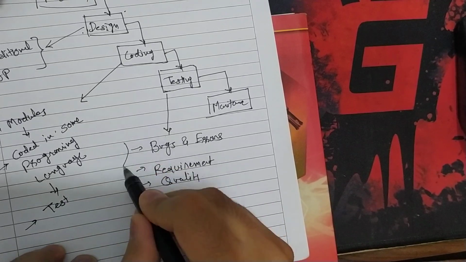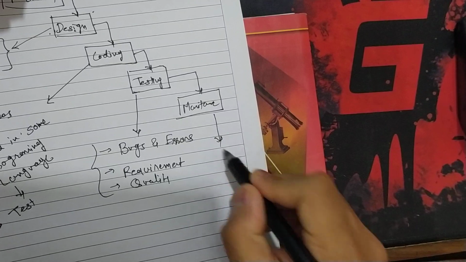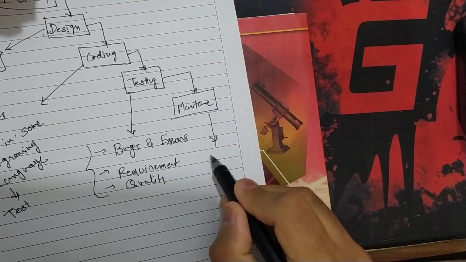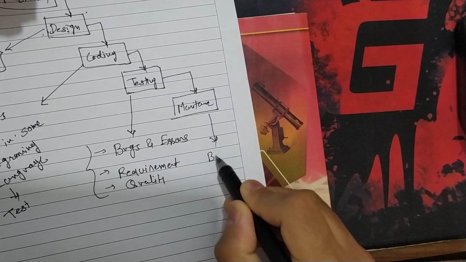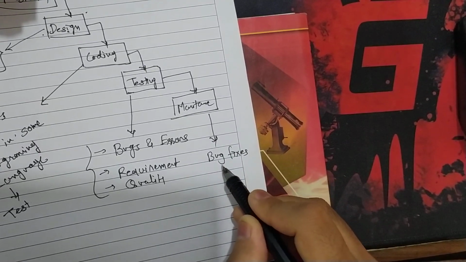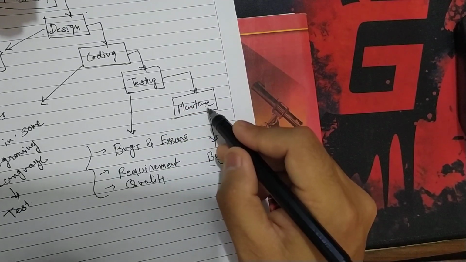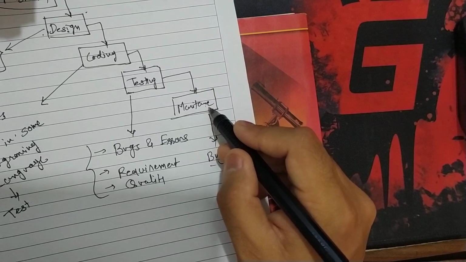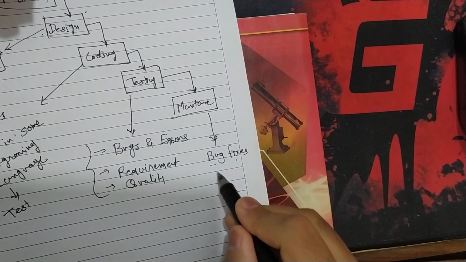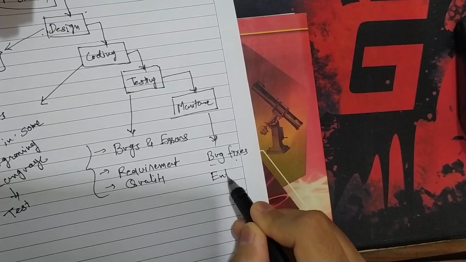If all the things are checked, then we need to deploy and maintain the software. Maintain means bug fixes. If there are any bugs after testing, we need to fix them in maintenance. When users run the program, there are chances that they come across some bugs, or we need to enhance or upgrade the software.